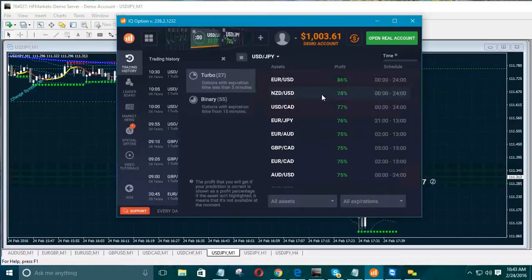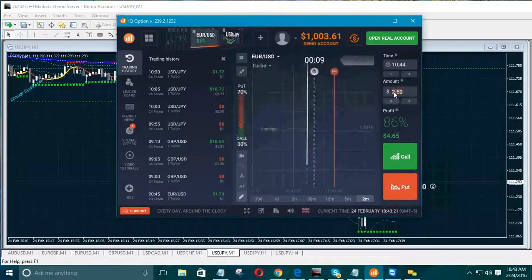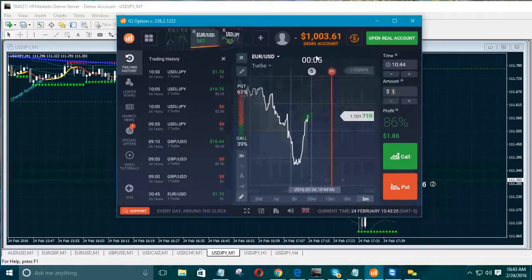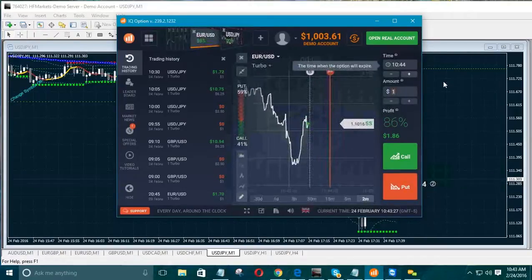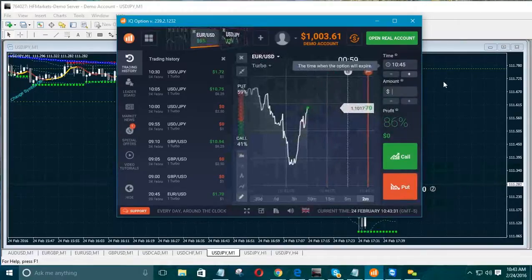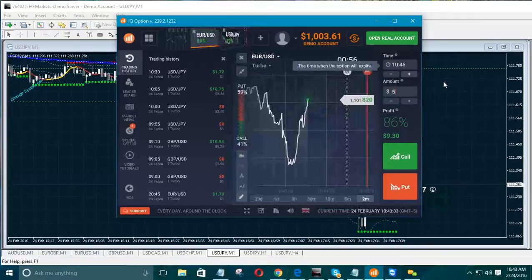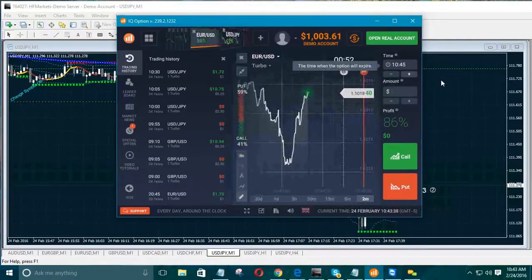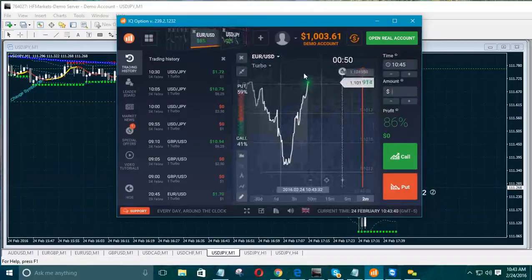But still, this broker seems to be pretty good because you're actually able to type in a specific amount of trade here. So you can come in here and type in $1 on a $1,000 account. You can type in 25, type in 5, type in 63. So you can type in all your own individual amounts, and you can trade pretty easily on this.